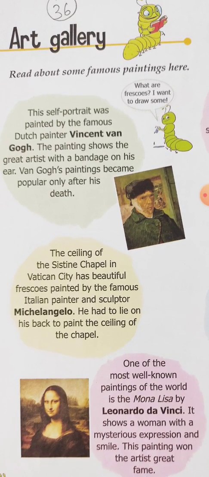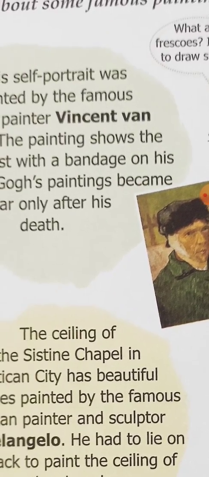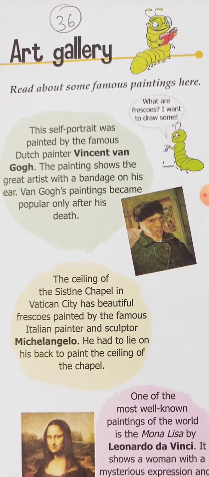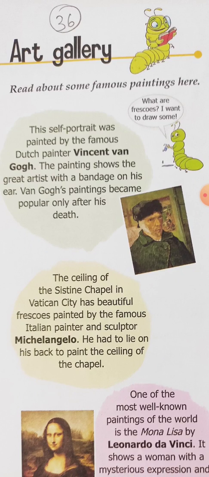The first one is: this self-portrait was painted by the famous Dutch painter Vincent van Gogh. The painting shows the great artist with a bandage on his ear. Van Gogh's painting became popular only after his death. So, this is a painting of Van Gogh, and this is a self-portrait, which means self-painting. The person who painted this painting was himself, and there was a bandage on his ear. Okay, so this is a painting of the famous painter Vincent van Gogh.